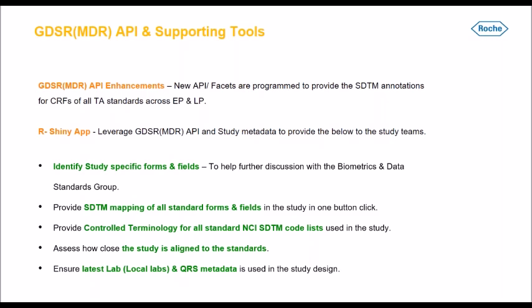Our lab and QRS metadata are huge, and the teams have always had challenges in using the latest lab codes and everything, because it goes by when the study starts, when the first patient is enrolled in the study. So the RShiny app will compare the metadata used in the study with the lab and the QRS metadata we have in our MDR. And if the study team has not used the latest ones, it will highlight them so that they can go back and update it at study level.